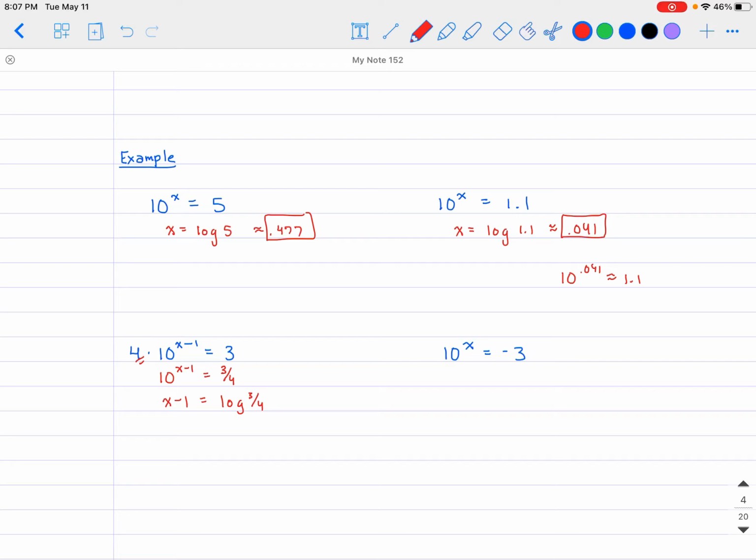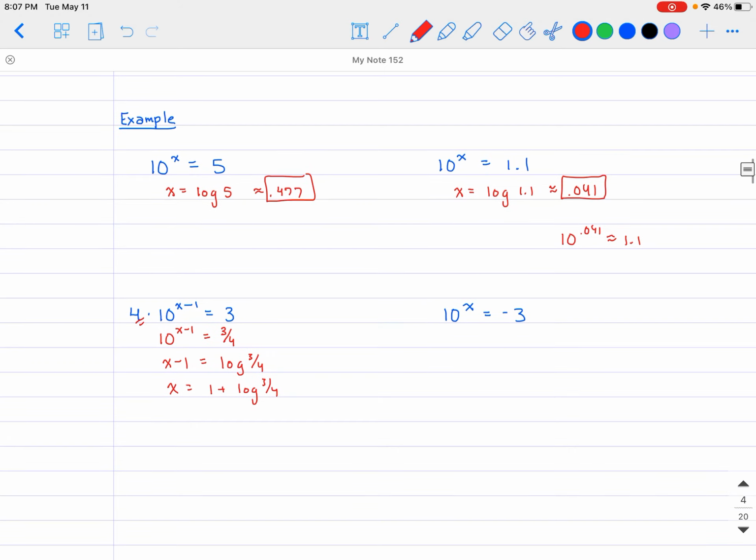And finally, if I want to solve for x, then x is equal to 1 plus the log of 3/4. You'll note that I don't write it as log of 3/4 plus 1, because that could be a little confusing. Some people might think that it's the log of 3/4 plus 1 where the 1 is inside the logarithm, and that's kind of ambiguous. So rather than that happening, I write the 1 in front, so that we can be very clear as to what we're solving for.